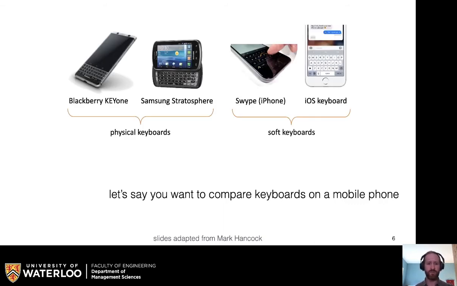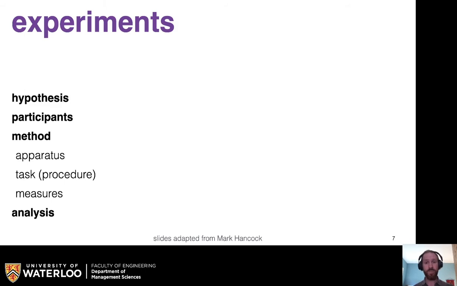You might have 2 different phones with physical keyboards, the BlackBerry Key 1 and the Samsung Stratosphere, and 2 with soft keyboards, a swipe technique on an iPhone and the iOS keyboard that is typically the default on an iOS device. How would you structure an experiment? Well, you might follow an experimental structure like this.